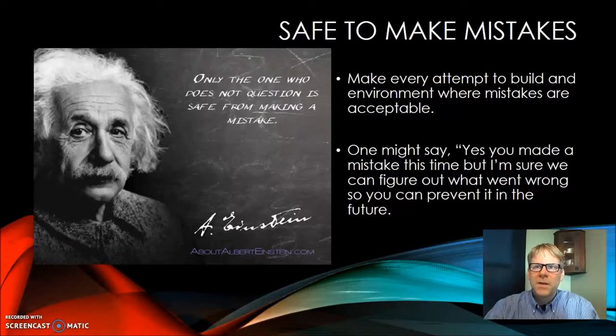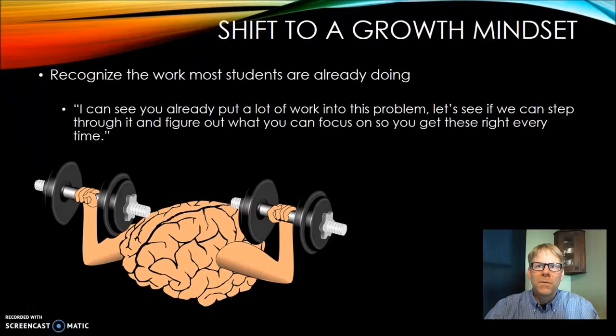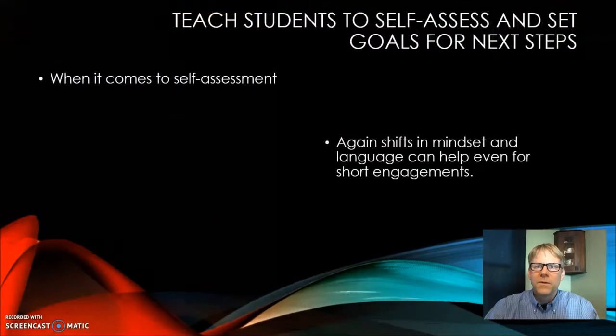First, one can make every attempt to make mistakes acceptable. You might say, yes, you made a mistake this time, but I'm sure we can figure out what went wrong so you can prevent it in the future. Now mistake became a challenge. Another shift is in a growth mindset-oriented language. Any kid chipping away at practice work is putting in effort, so you can say, I can see you already put a lot of work into this problem. Let's see if we can step through it and figure out what you can focus on so you get it right every time.